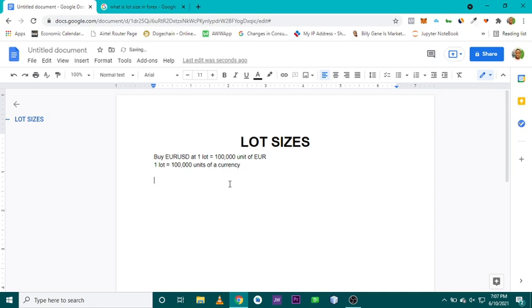So now let's talk about that. Anytime you take a trade and use one lot, or let me be specific, one standard lot, this refers to 100,000 units of the currency. We also have what we call one mini lot. One mini lot refers to 10,000 units of a currency pair. One mini lot can also be known as 0.1 standard lot.